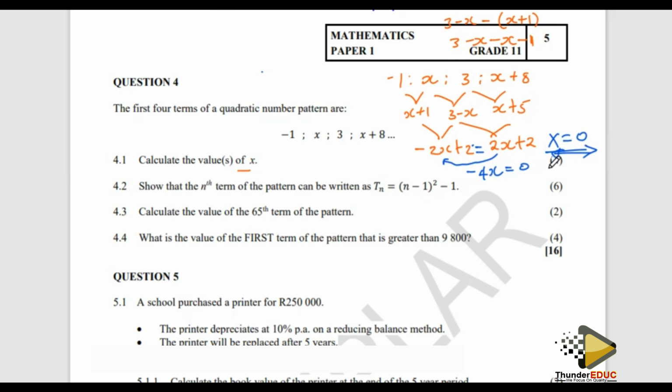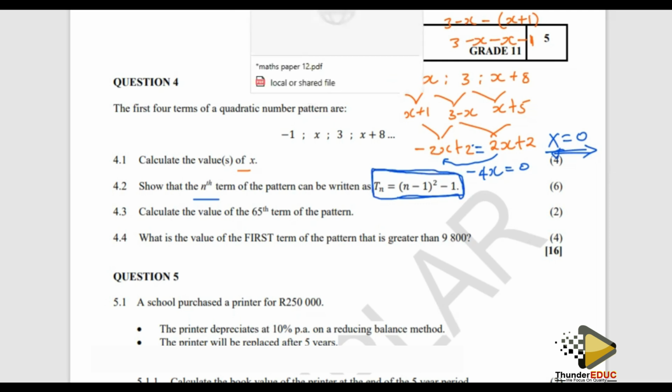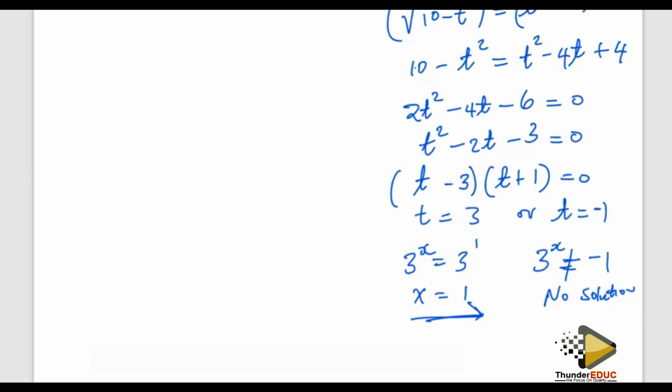X becomes a 0. Then they want us to show that the nth term can be written as this. Remember, quadratic is more like a parabola. And this formula that I see involves completing squares. Just that knowledge. So I'm going to replace my x with a 0 and try to find the Tn.